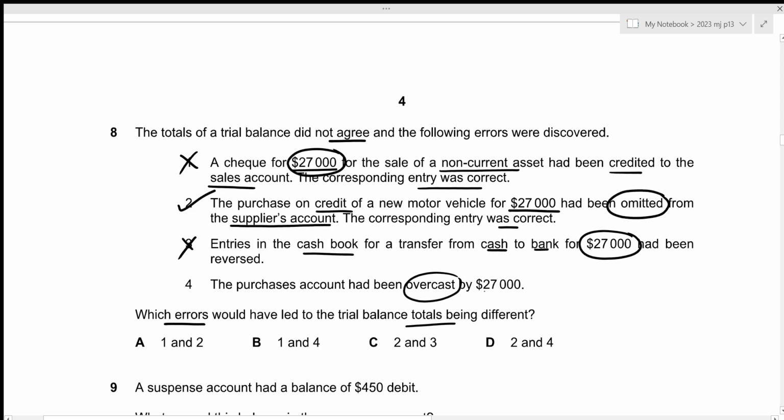Then the fourth one is that the purchases account had been overcast by 27,000. So if the purchases account had been overcast by 27,000, it means that our expenses will be overstated by 27,000, which will result in the trial balance totals being different. This is correct. So we're looking for 2 and 4, which is given in option D. Let's move towards the 9th question.